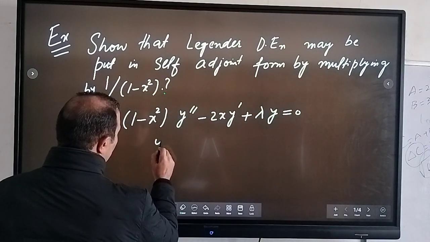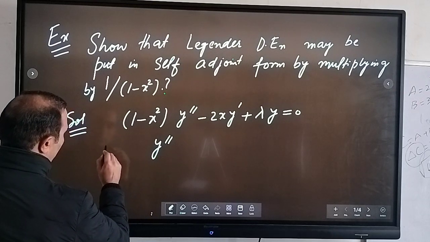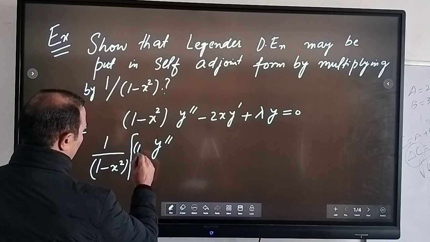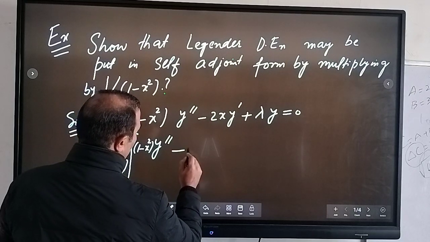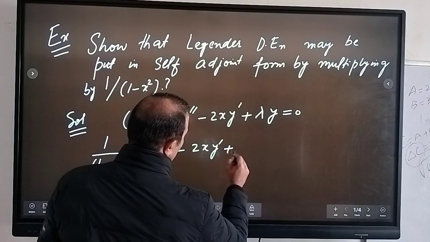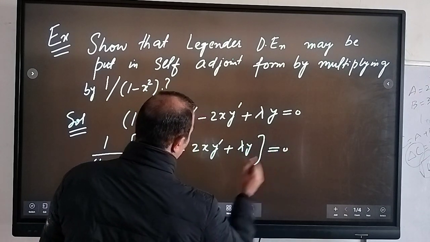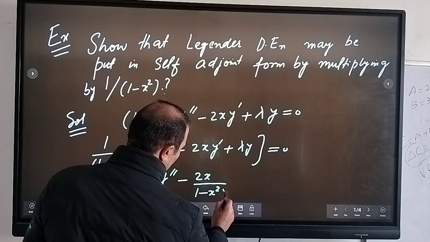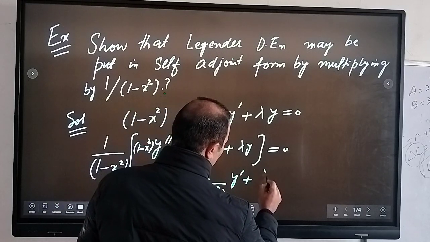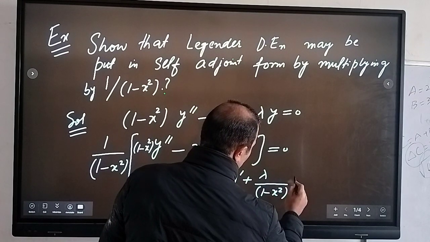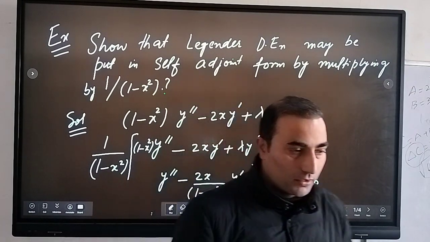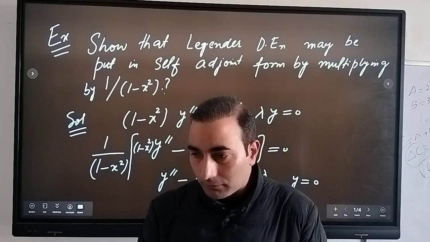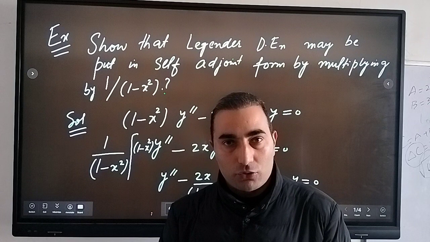So our differential equation becomes y double dash, because we multiply by 1 minus x squared, or you can write this as y double dash. So this was the Legendre differential equation when we multiply by a factor of 1 divided by 1 minus x squared. Now we need to prove that this differential equation may be put in self-adjoint form.